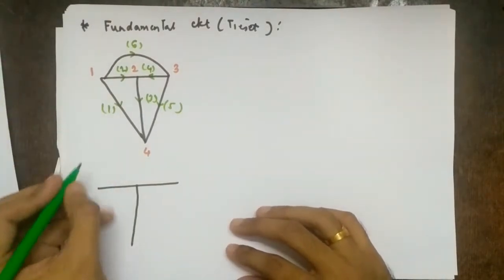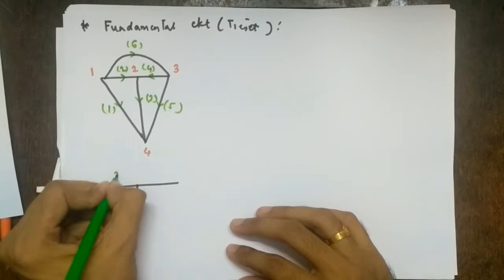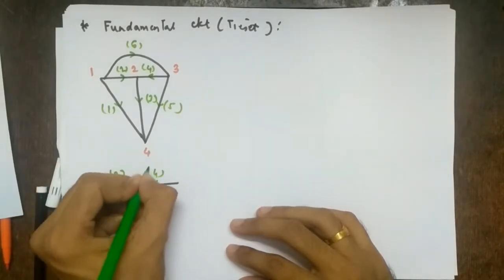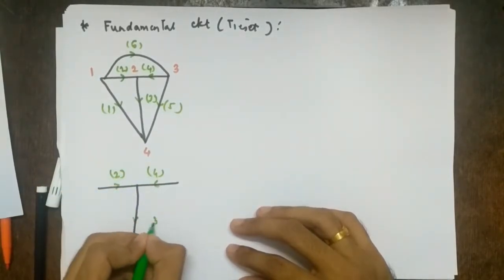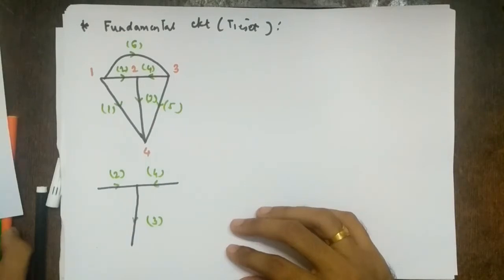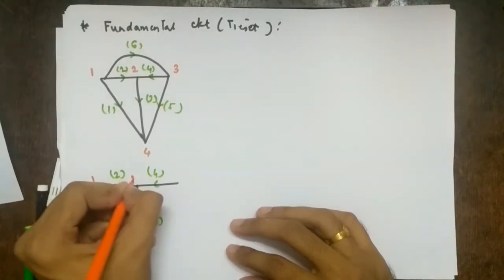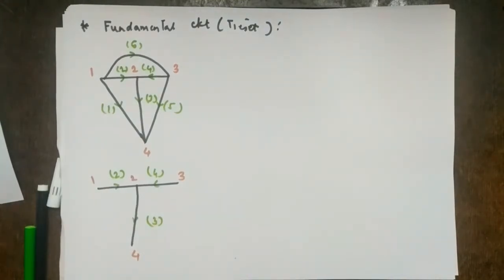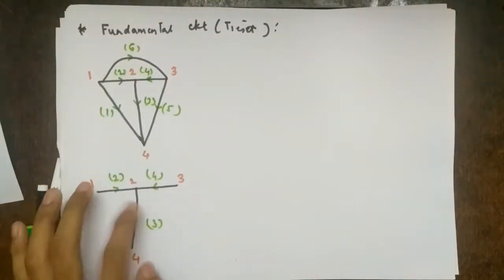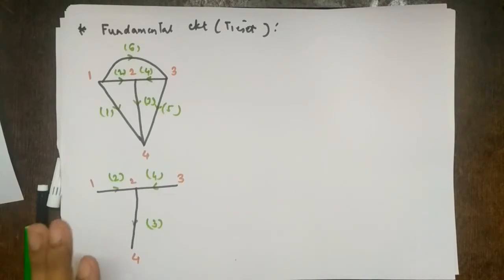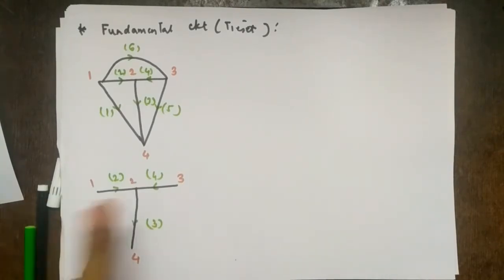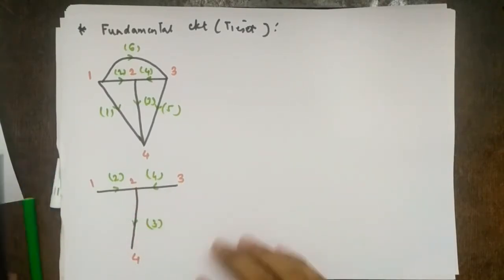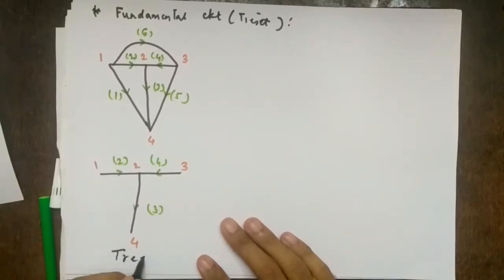First I'll draw the branches. This is branch 2, this is branch 4, this is branch 3. The nodes are 1, 2, 3, 4. So when a graph is given, I draw the tree, and I have not drawn any links. Don't draw the links. This is my tree, so keep the tree only.